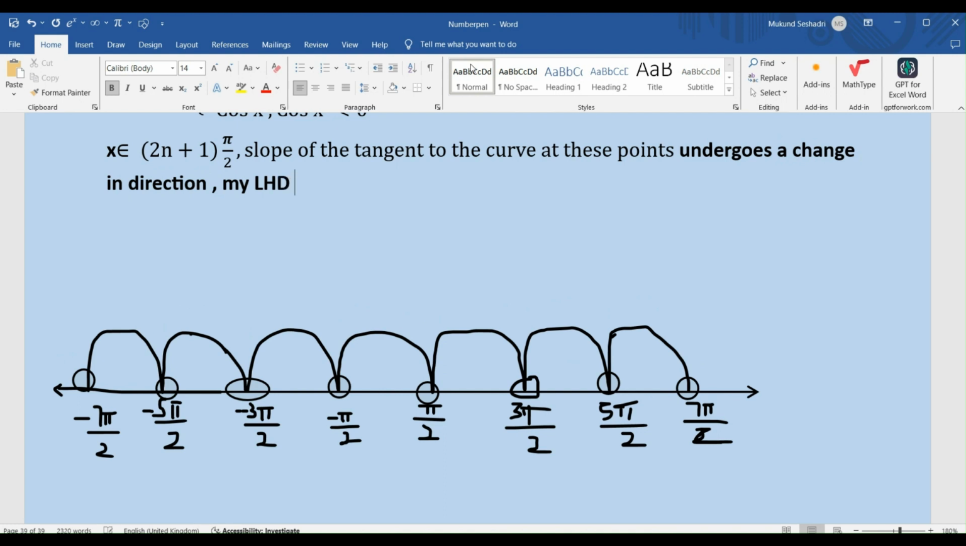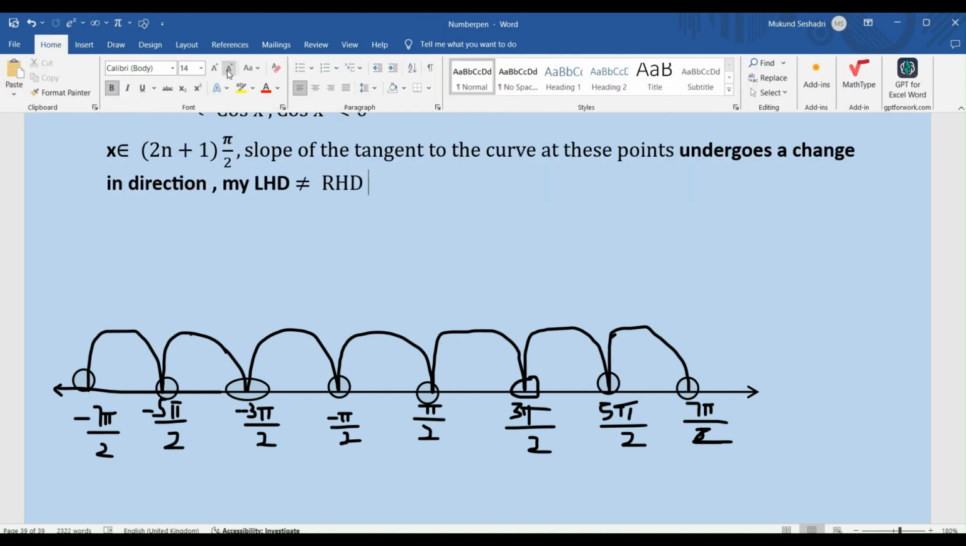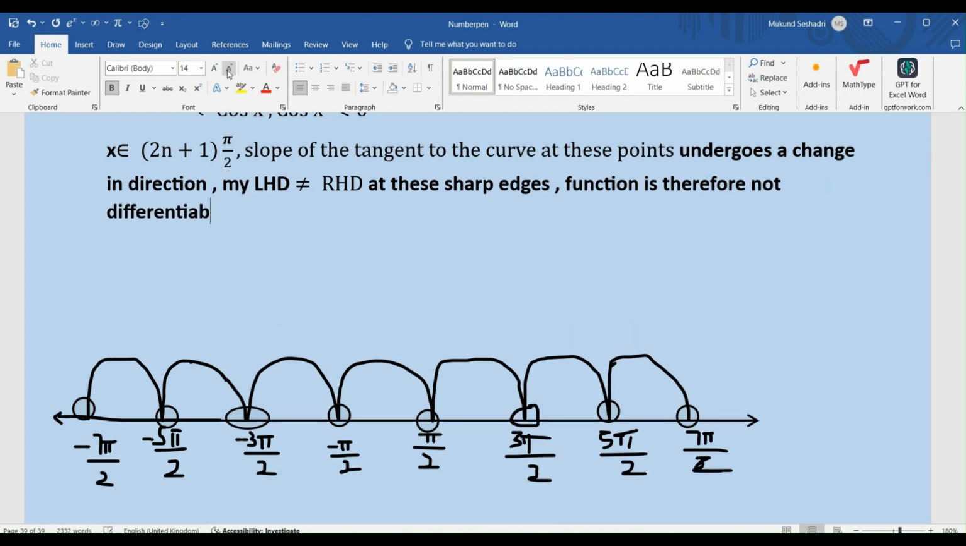My LHD is not equal to my RHD, right? My right hand derivative is not equal to my left hand derivative at these points. And let's call them sharp edges, right? You may call them corner or cusp. And the function is therefore not differentiable, right?